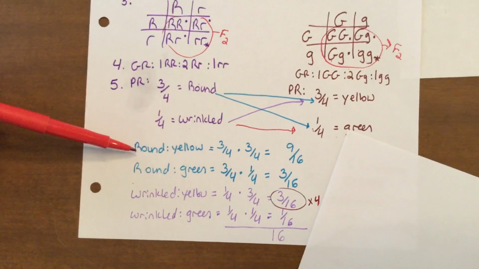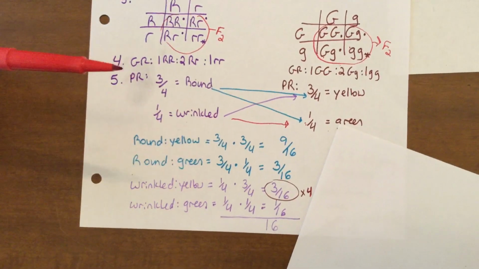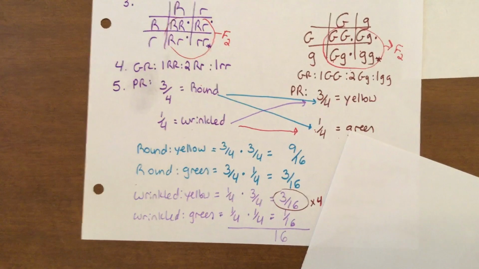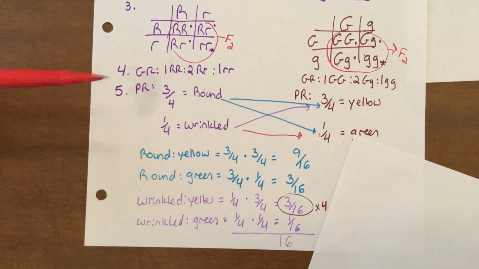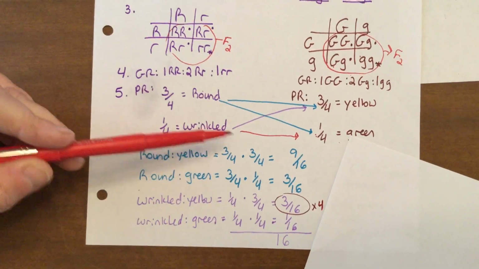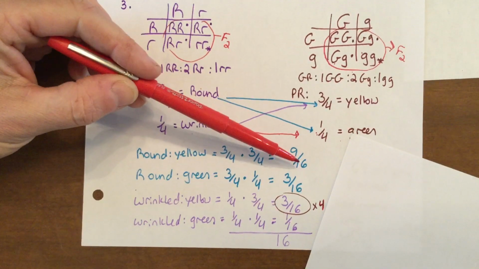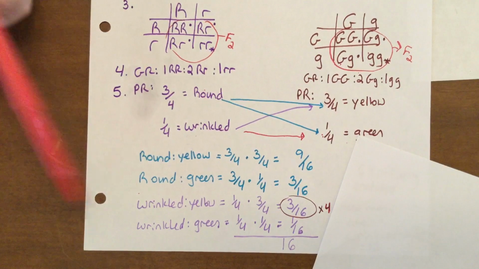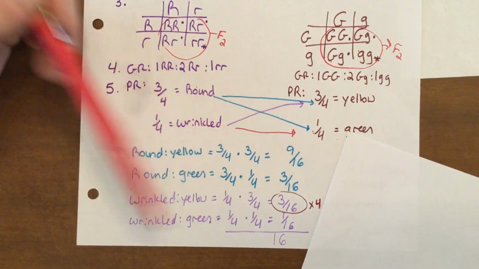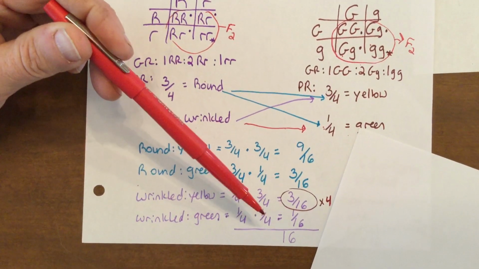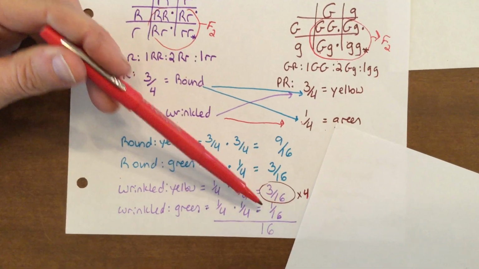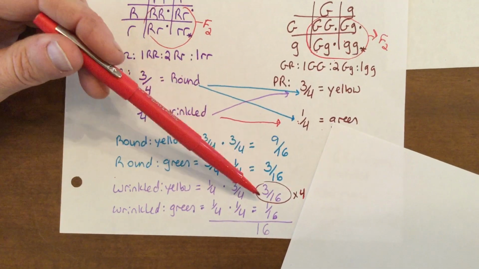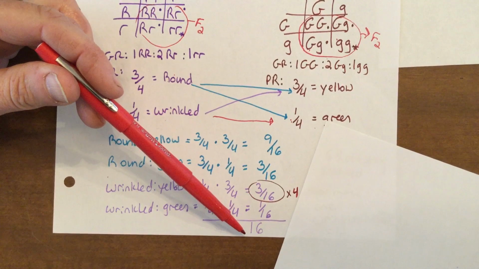How many are my two dominant choices? 3 out of 4, 3 out of 4. Watch your math. Don't add them together. You guys want to multiply them through. That's that probability law that we talked about. So 3 times 3 is 9, 9 out of 16. Round and green, dominant recessive, 3 out of 16. Wrinkled and yellow, 3 out of 16. Wrinkled and green, 1/4 times 1/4 gives me 1 out of 16. And this is what I said, add them up. 9 plus 3 plus 3 plus 1 is going to give you 16.